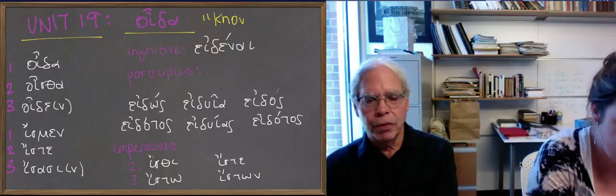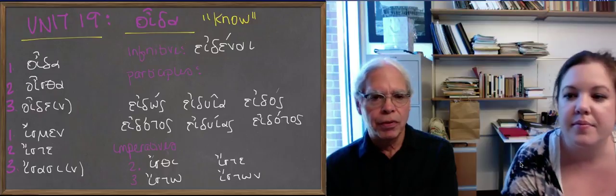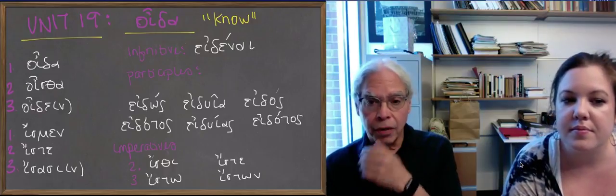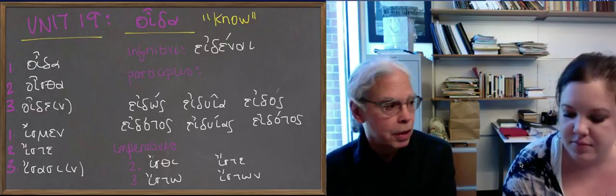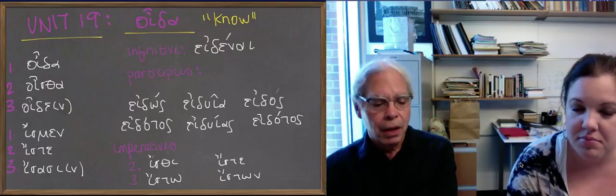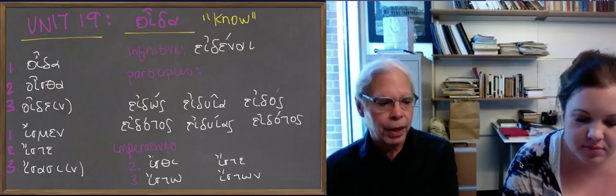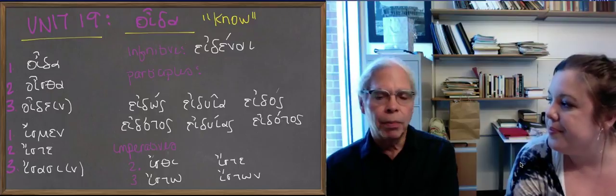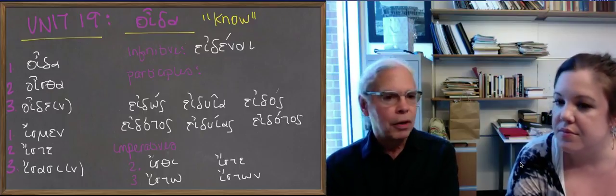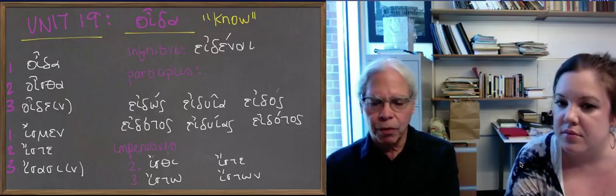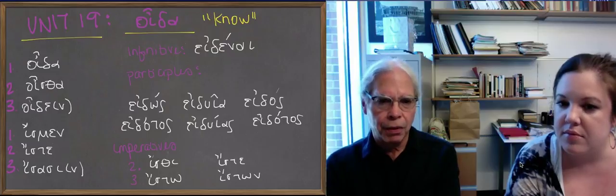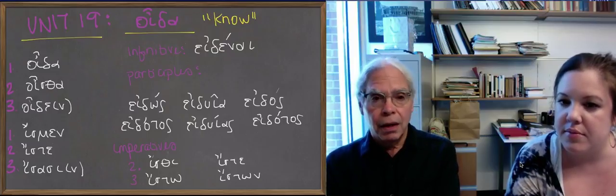The root is actually the same originally as the verb for see, and it goes back to Indo-European. There was one root that meant both know and see, and they became lexically different in Greek. So there's no overlap between forms that mean one and forms that mean the other. They're lexically distinct.